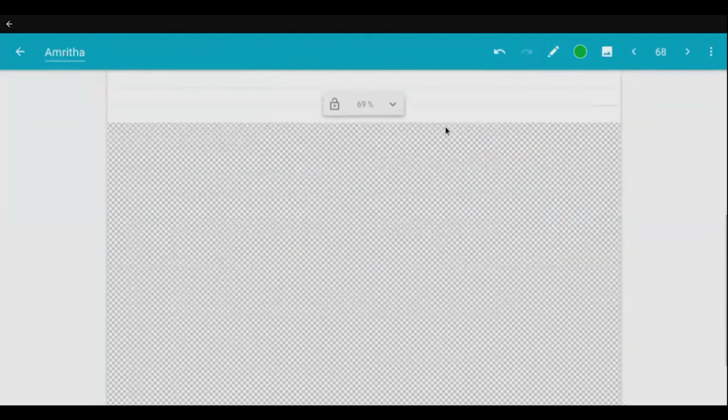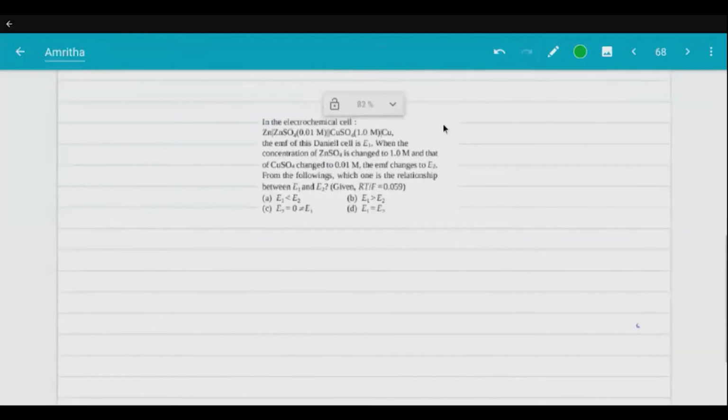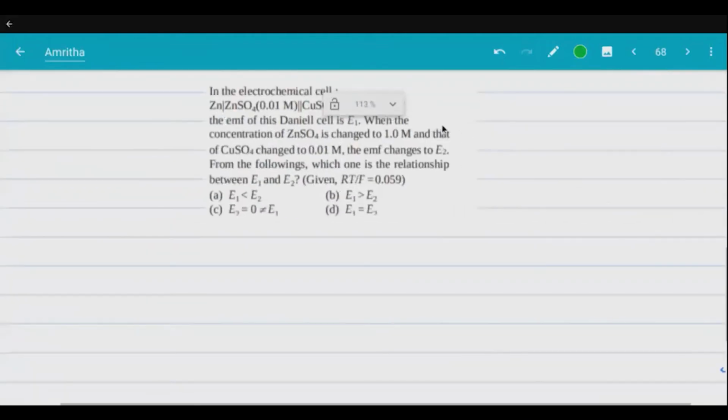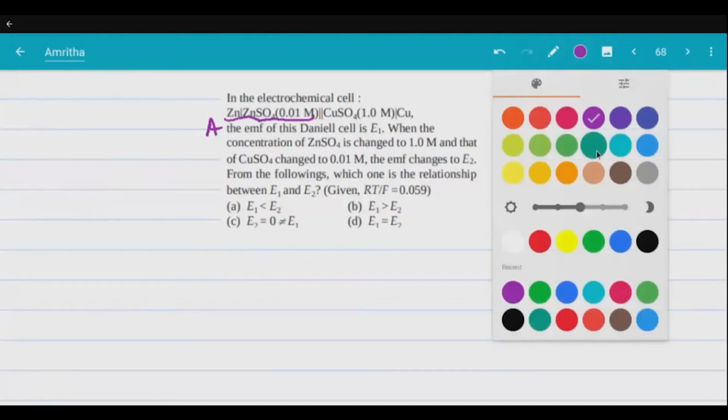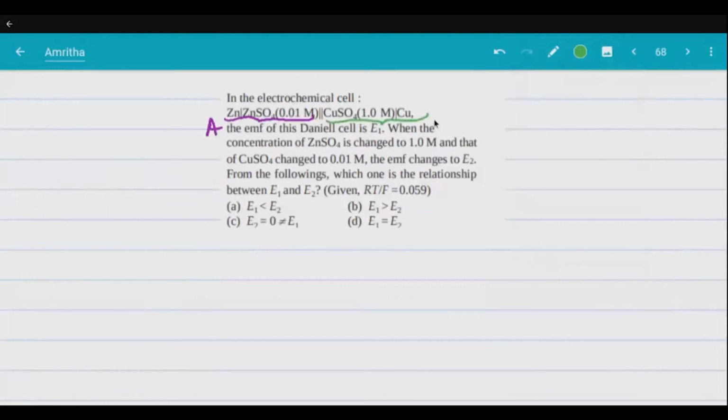Okay. So this question now, is it visible now for everybody? If there is any audio issue, video issue, please let us know immediately. Okay, fine. This is an electrochemical cell. In an electrochemical cell, always write the left side as anode. So the left side is anode, and the right side is cathode.